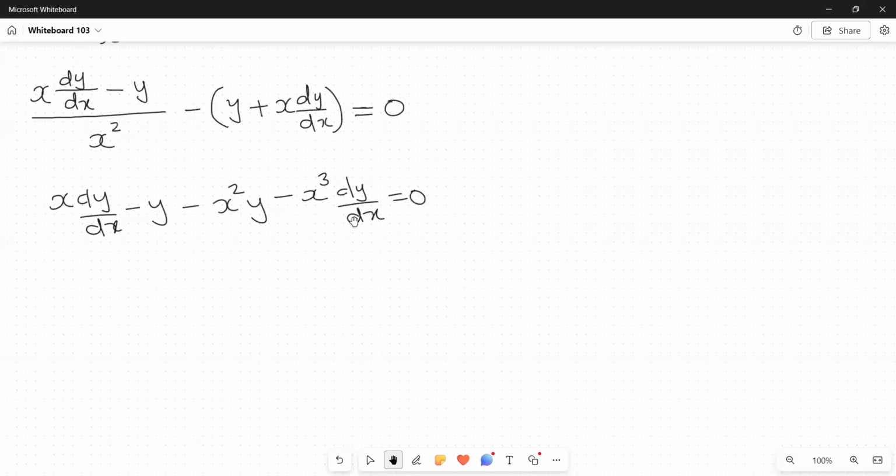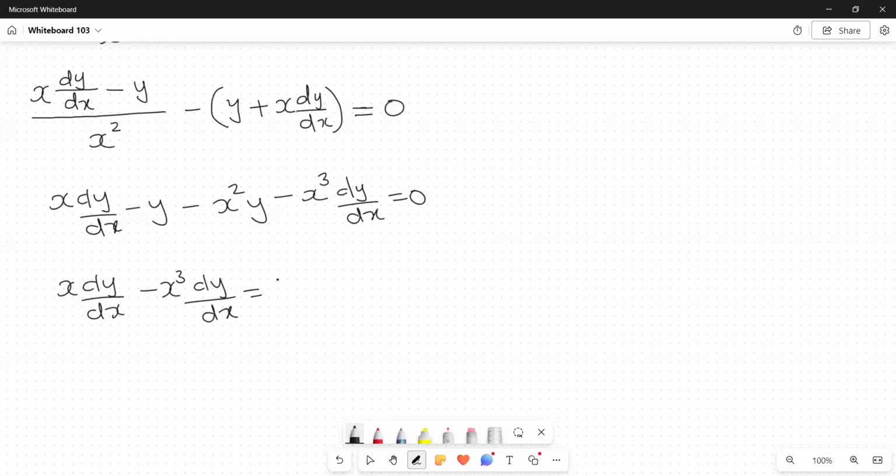Okay, then making dy/dx the subject, we have to group them. These two, let's go over to the other side. So we have x dy/dx minus x cubed dy/dx. This is equal to x squared y. So this one goes to the other side, this one goes to the other side. Then we factorize. So dy/dx, we have x minus x squared. This is equal to x squared y plus y.